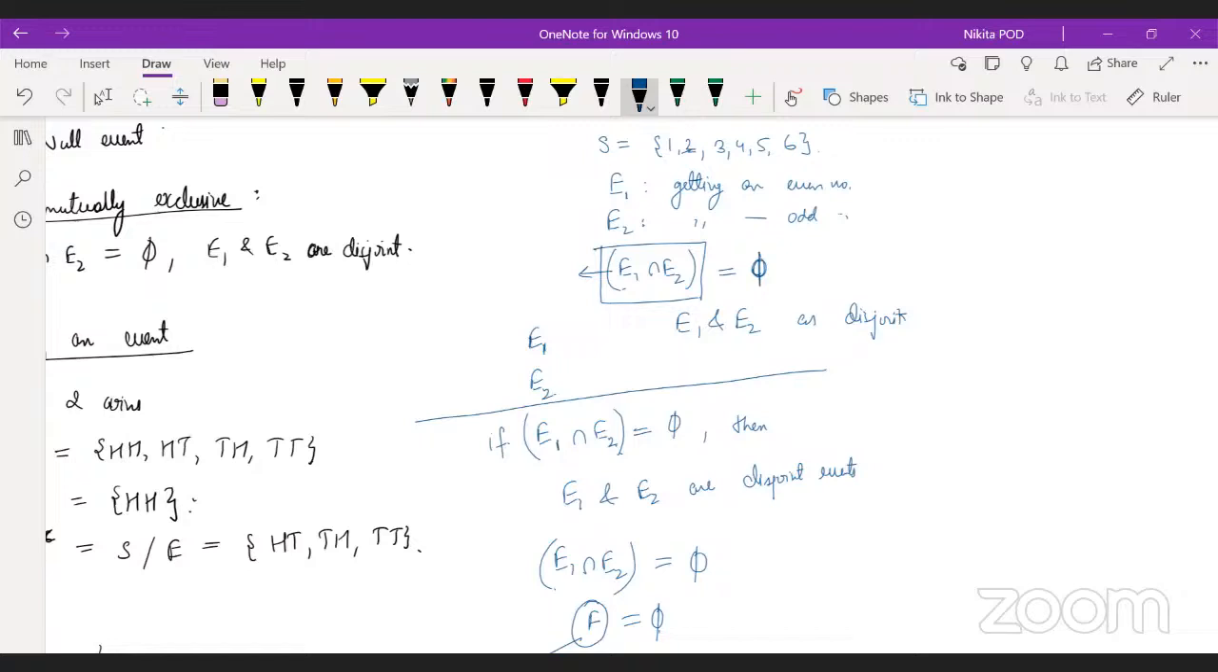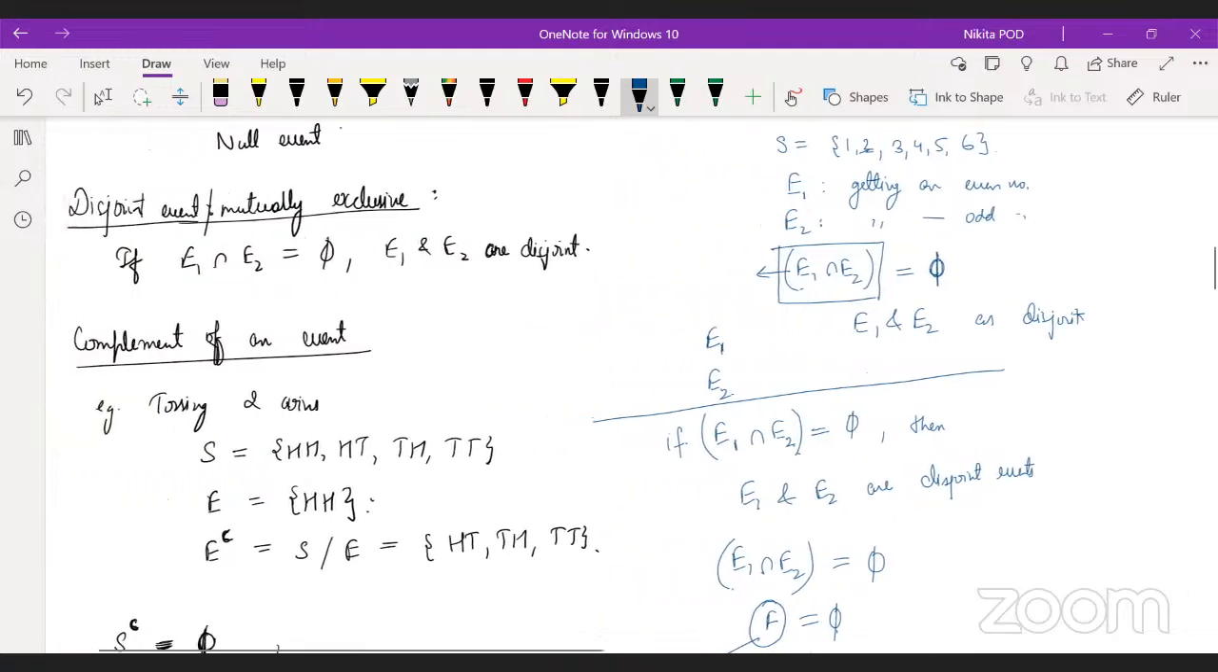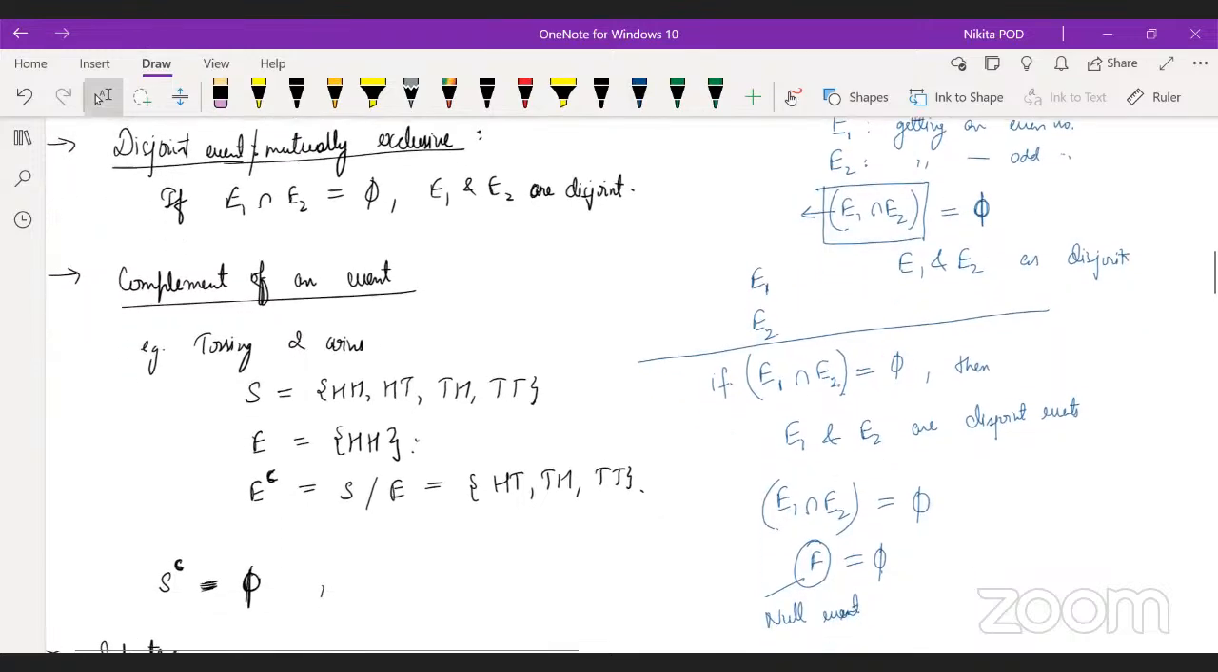That's right, ma'am. I mean, this is in terms of this example. Separately, you will call it disjoint events. Okay, ma'am. Now, complement of an event.